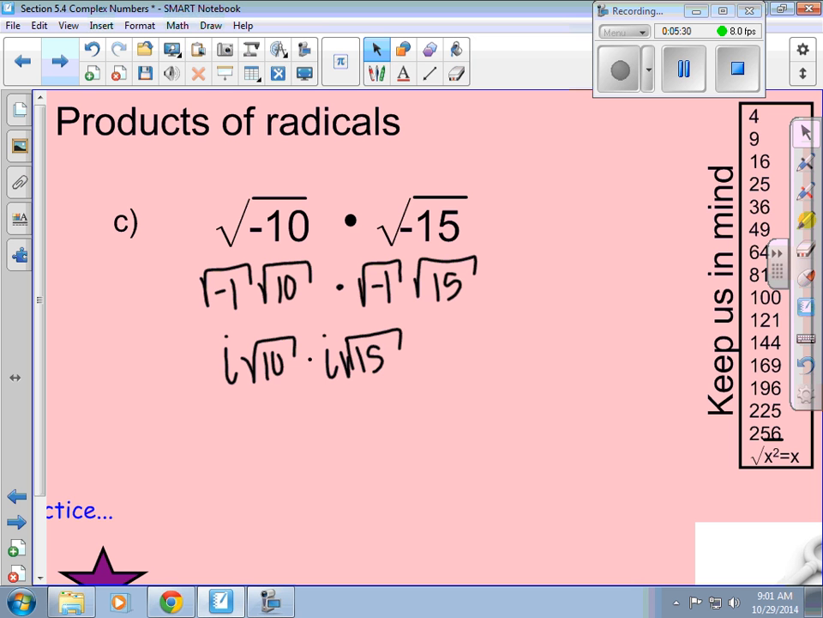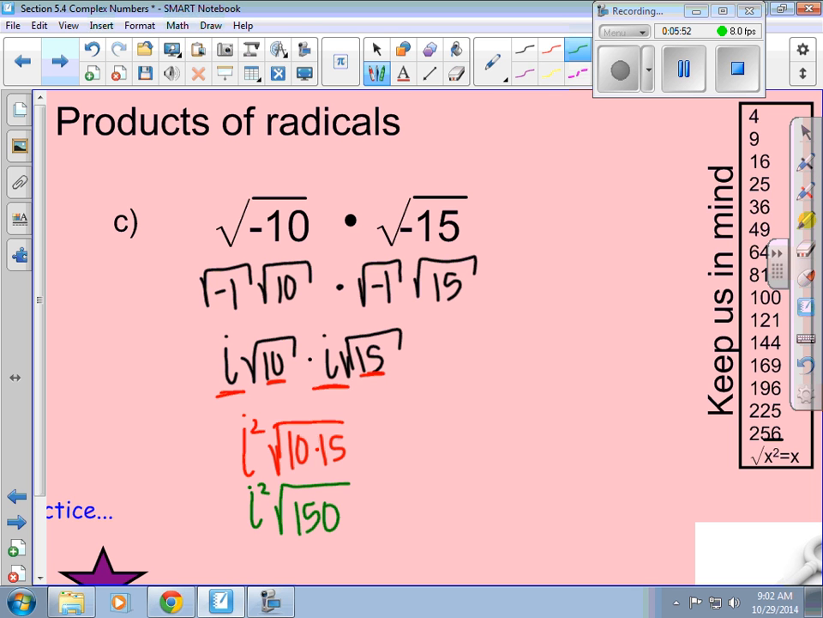And now I can go ahead and combine them. I would have i times i, which is the same as x times x, which would give us x squared. So this is i squared. And then I can combine underneath the radical sign 10 times 15. So it's the square root of 10 times 15. Simplifying again, I would have i squared square root of 150.